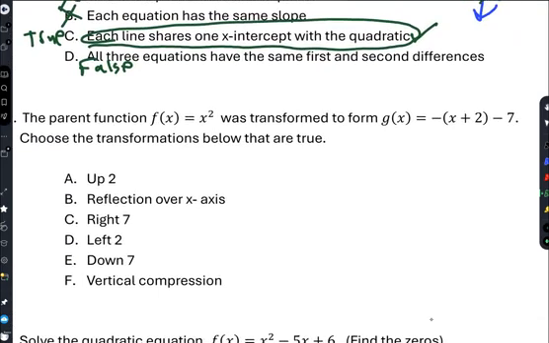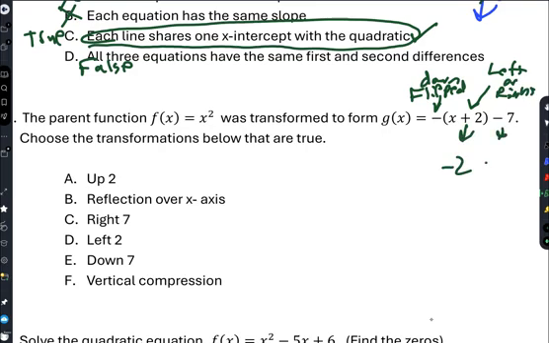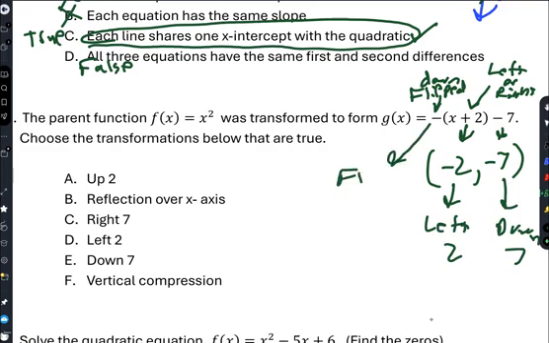The next one, the parent function was transformed. Choose the transformations that are true. Remember, this means it opens down. It's flipped, right? Or reflected. This means left or right, but it's opposite. This right here would be a +2, and this is our up or down number. So this means left 2, and this means down 7. And it's flipped or reflected. So I need a reflect, a left 2, and a down 7.